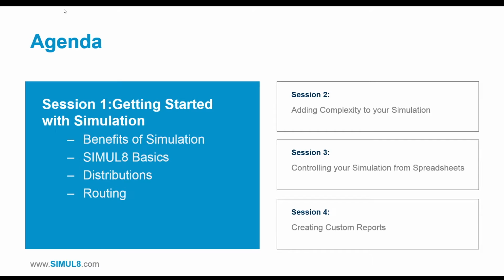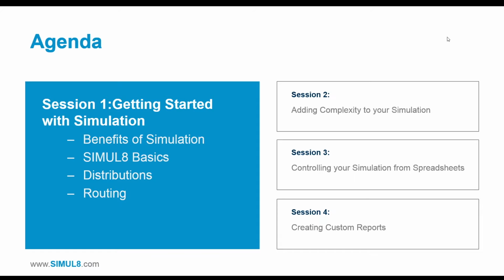Within this session, we're going to take a look at the benefits of simulation and some Simulate basics. And we're going to start building a simple model of a car manufacturing plant. We're also going to take a look at some distributions and some routing. But don't worry if you don't know what they mean at the moment. By the end of the session, that will all be much more clear.